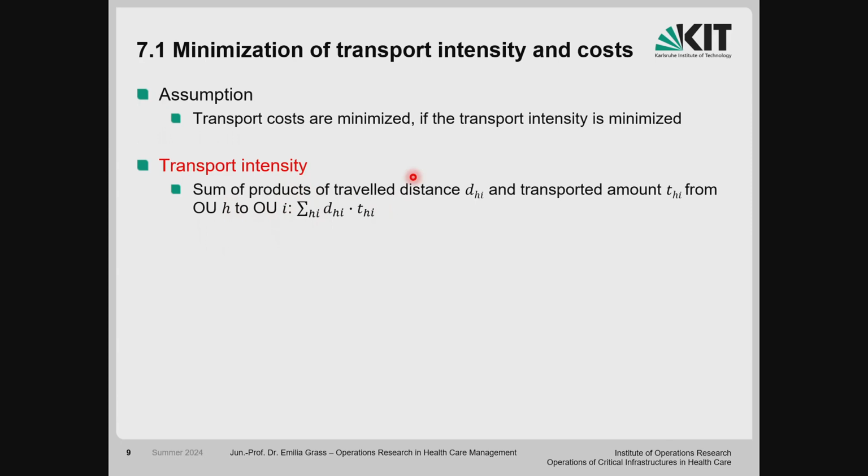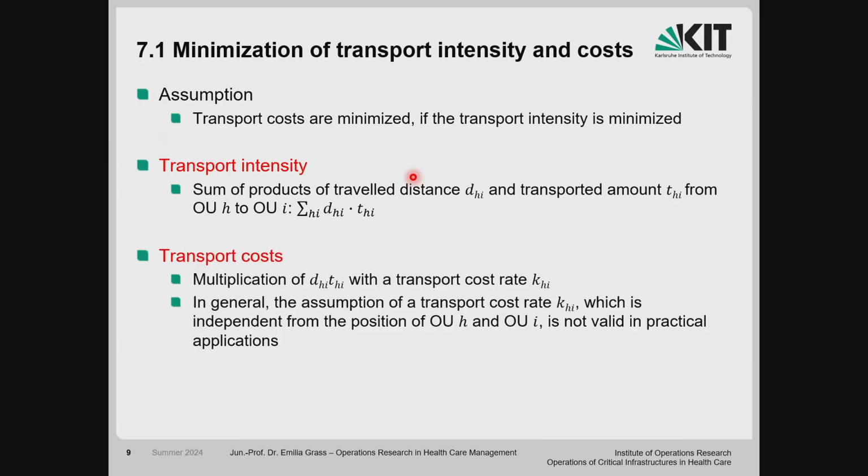So it depends how often we have to go between room 1 and room 2 and how many patients we have to transfer between these two rooms. And the transport cost is simply the multiplication of some kind of cost rate. Okay, so here in this case we have KHR. So in general, we would neglect that the cost rate depends on the unit, this is often not really realistic. Okay, so this is often not true.